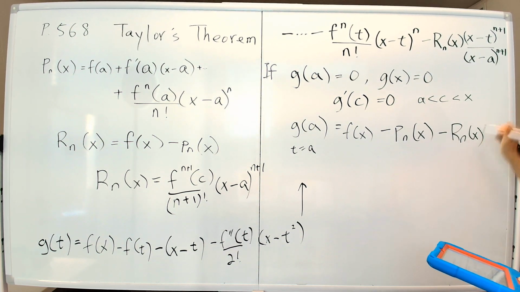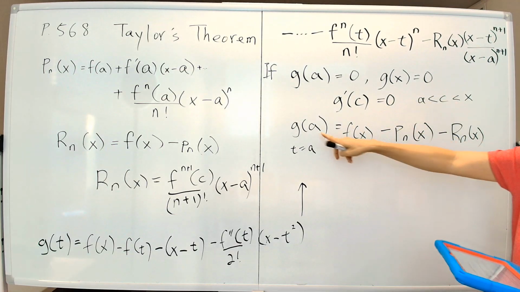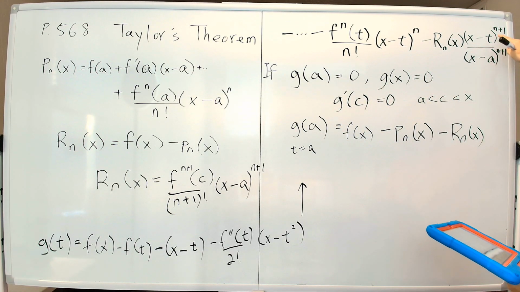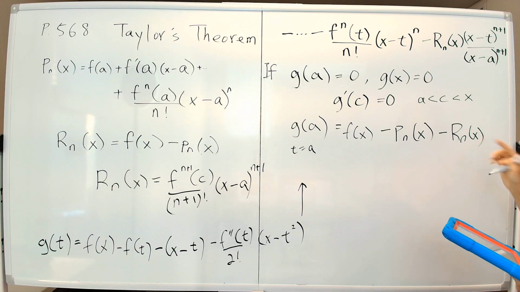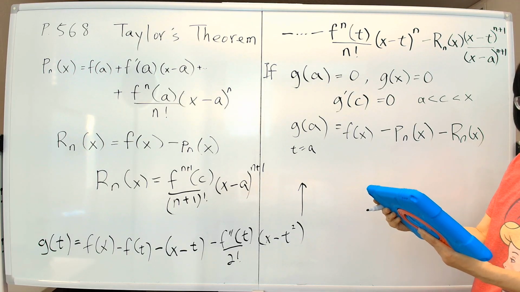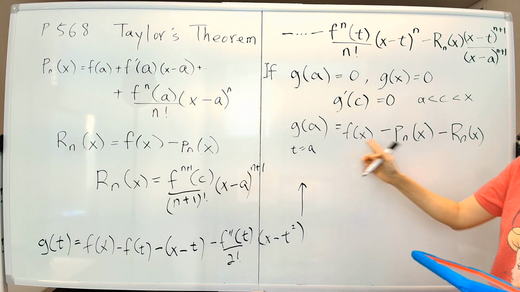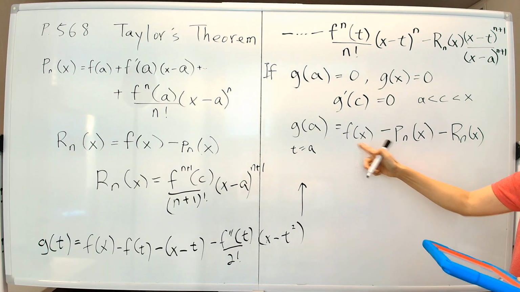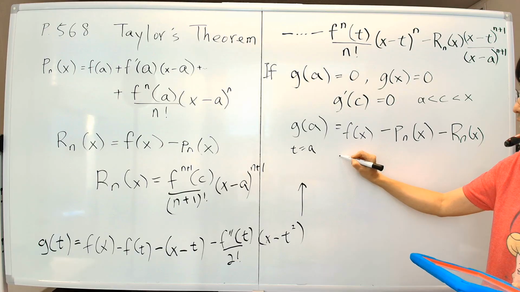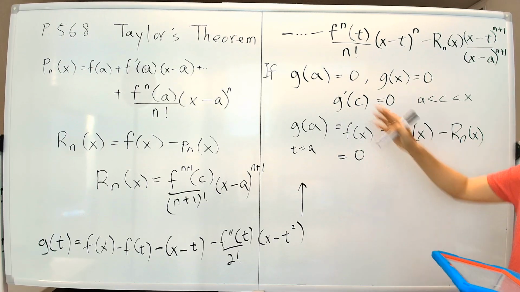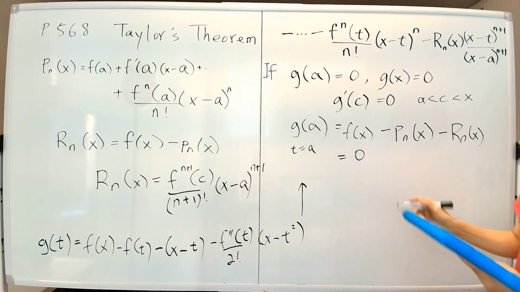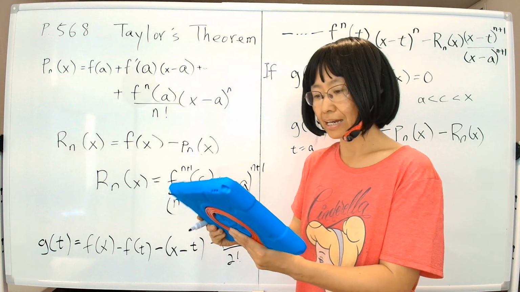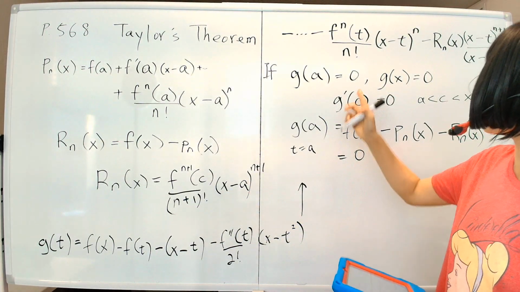And what's that? Remember, t is now a, right? If t is a, then this cancels out, right? T is a, so then that becomes 1. So we only have this thing left. So far, so good. And what is f of x minus Pn of x? Well, by definition of Rn of x, this is Rn of x. So this value, g of a, is therefore equal to 0. So we got this thing to be equal to 0. So far, so good.